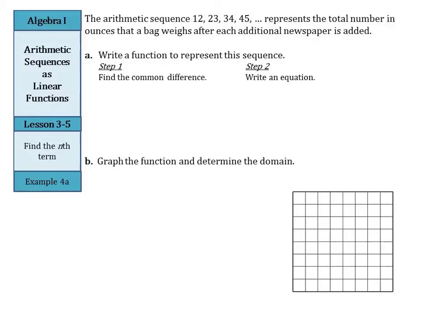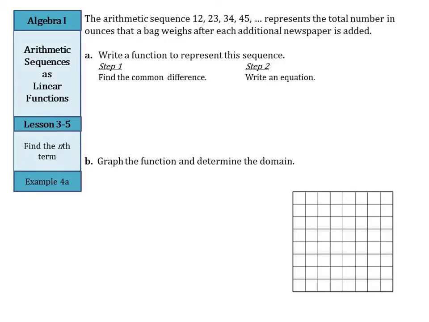Two more examples of this now. The arithmetic sequence 12, 23, 34, 45 represents the total number in ounces that a bag weighs after each additional newspaper is added. So there are some real life functions with this material. Now, we want to write a function to represent this.